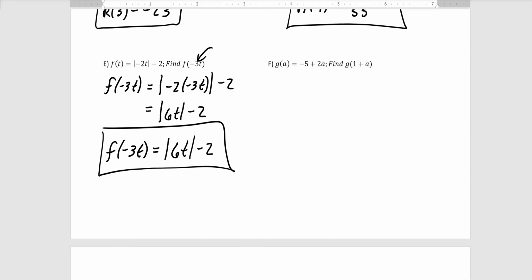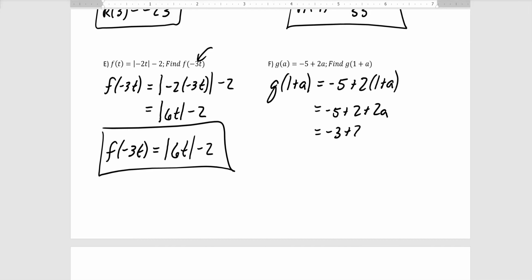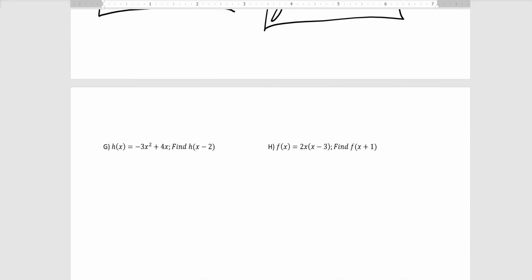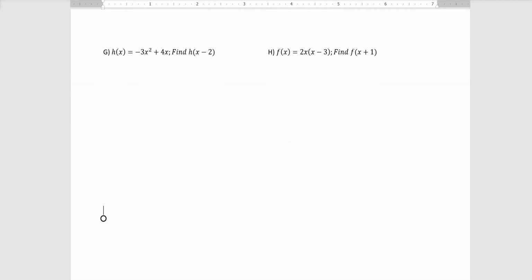g of a equals negative 5 plus 2a. Find g of 1 plus a. So g of 1 plus a will equal negative 5 plus 2 times 1 plus a. So that'll be negative 5 plus 2 plus 2a. Negative 5 plus 2 becomes negative 3 plus 2a. So we can say that g of 1 plus a equals 2a minus 3. Awesome. Couple left. Let's try letter G here.